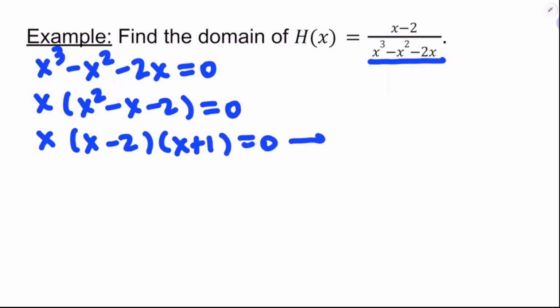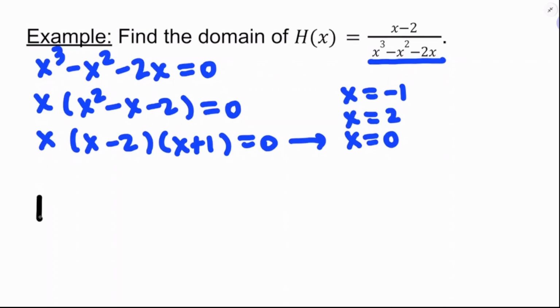Okay, and the zeros of the denominator happen to be x equals 0, x equals 2, and x equals negative 1. So that means those x values cause the denominator to equal 0. So they cause h to divide by 0 and therefore be undefined.